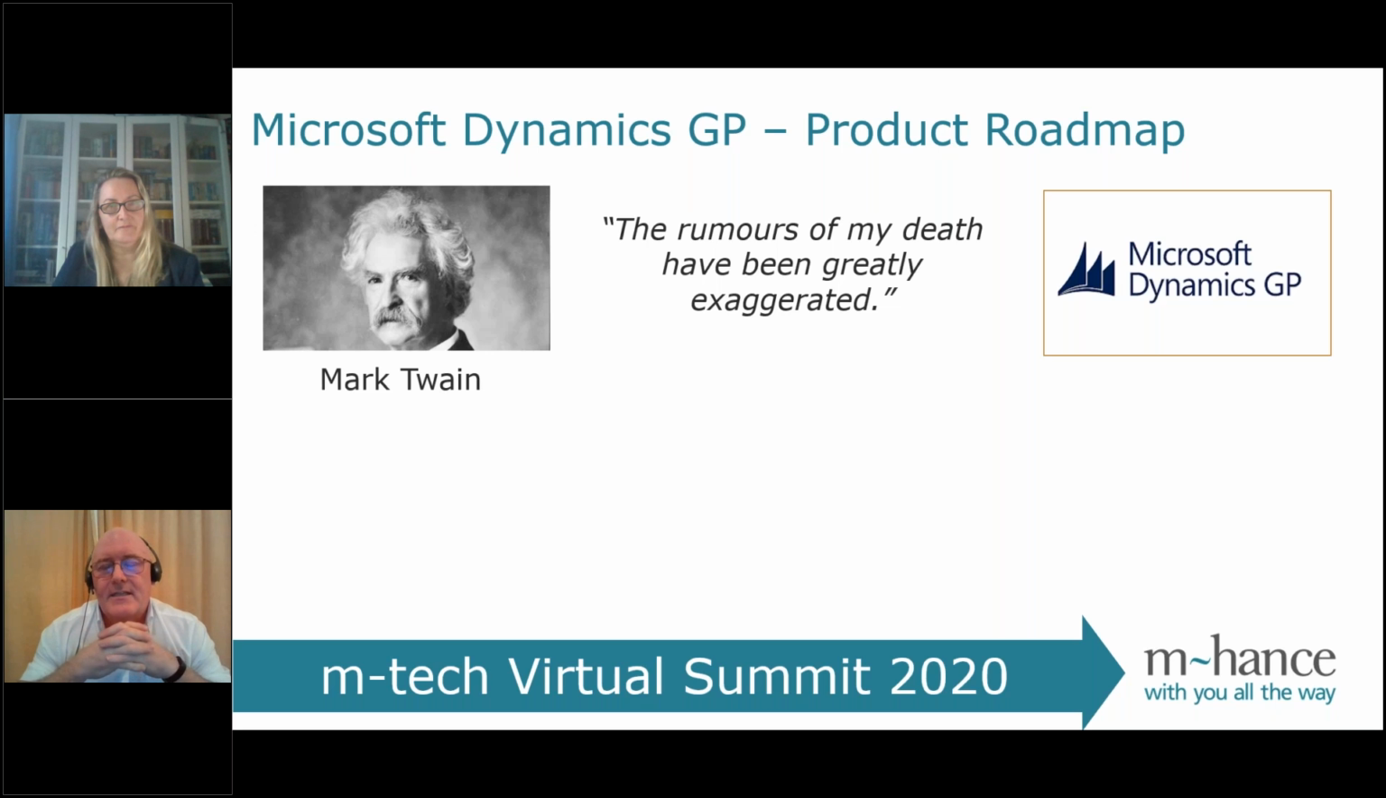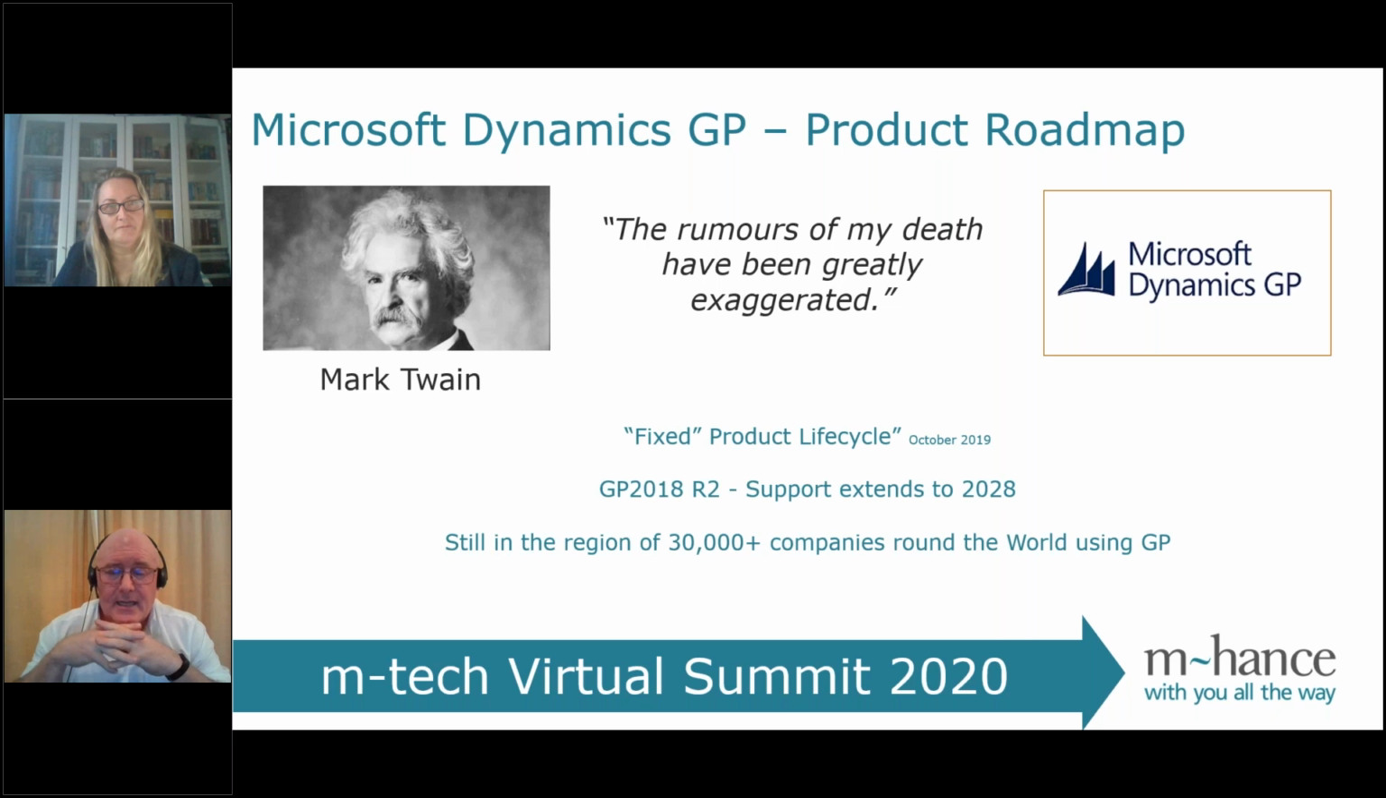And I think that's my message to you today. Microsoft Dynamics GP is still alive, still kicking. Some evidence for that. We're going to talk a little bit about product life cycles in a second, but Microsoft's fixed product life cycle, or historical product life cycle, which came to an end in October 2019 with GP 2018 R2, actually has support now for Microsoft Dynamics GP extending to 2028. So if you're sitting on GP 2018 today, then Microsoft will be offering support to you until 2028.